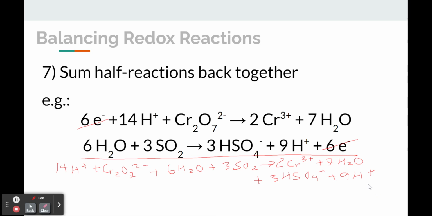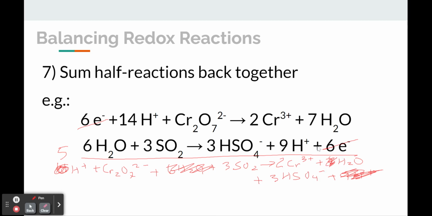Okay, so you probably are already realizing that we have waters on both sides and we have hydrogen ions on both sides. So we'll have to deal with that, so we may as well do that now. If I take 9 hydrogens away here, then on the left-hand side, I have 14 minus 9 is 5 hydrogens. And I have 6 water on the left and 7 on the right. So I can take these 6 waters away, and this coefficient just becomes a 1. So there's my overall balanced equation.